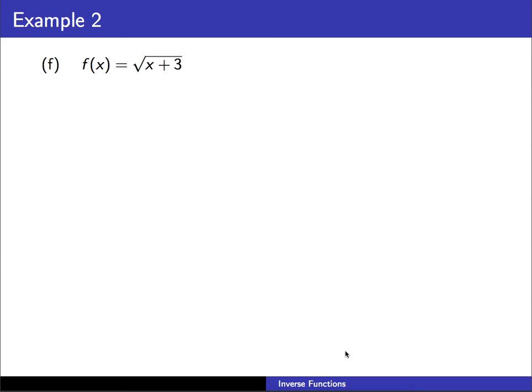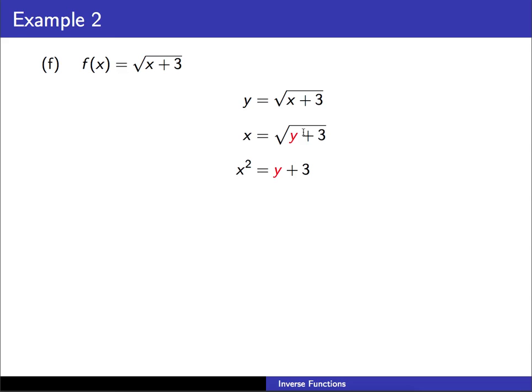All right, part f: f of x equals the square root of x plus 3. So we'll make it y equals the square root of x plus 3. Switch our x and y, and we get x equals the square root of y plus 3. And the y plus 3 is trapped inside of a square root, so we want to do the inverse operation of square rooting for both sides, which is squaring.